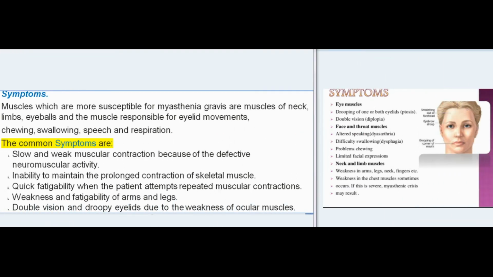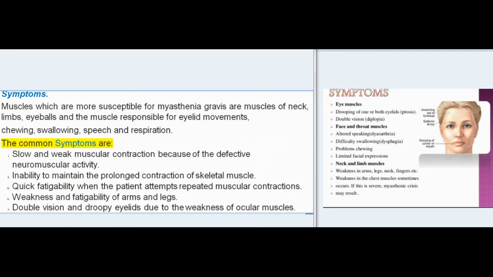Symptoms. Muscles which are more susceptible to myasthenia gravis are muscles of neck, limbs, eyeballs, and the muscles responsible for eyelid movements, chewing, swallowing, speech and respiration. The common symptoms are slow and weak muscular contraction because of the defective neuromuscular activity. Inability to maintain the prolonged contraction of skeletal muscle. Quick fatigability when the patient attempts repeated muscular contractions. Weakness and fatigability of arms and legs.